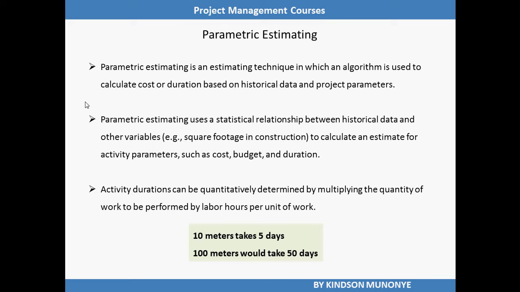So when we talk about parametric estimating, we talk about calculation. Activity durations can be quantitatively determined by multiplying the quantity of work to be performed by labor hours per unit of work. Take for instance, laying 10 meters of cable takes 5 days. Therefore, laying 100 meters will take 50 days. This estimate has been made parametrically.